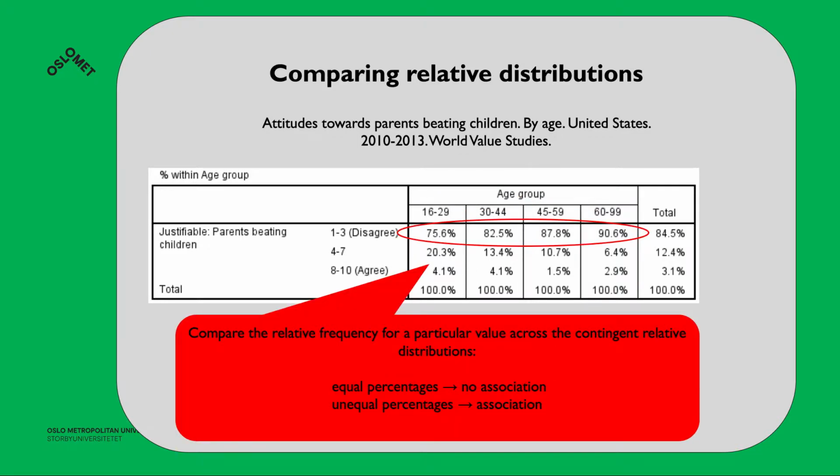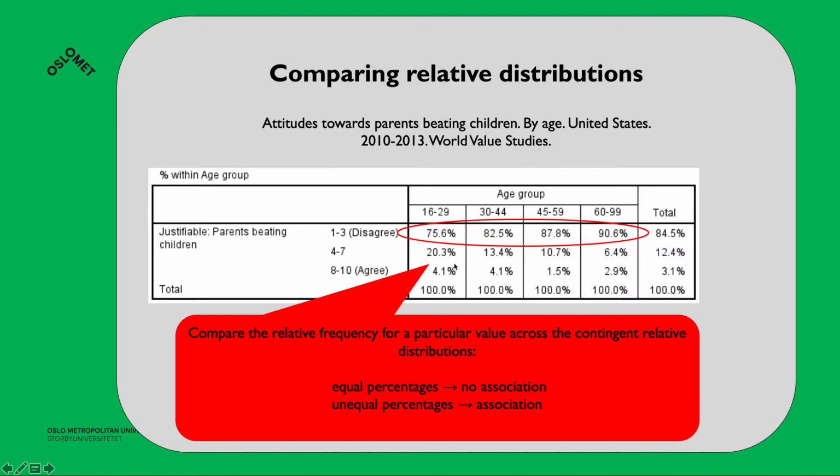So we compare the relative frequency for a particular value across the contingent relative distributions. And if there are equal percentages, there is no association, and if there are unequal percentages, there is association. And here we can see that there is a difference between the age groups, and we can see there is a difference between the age groups here and a difference between the age groups here.